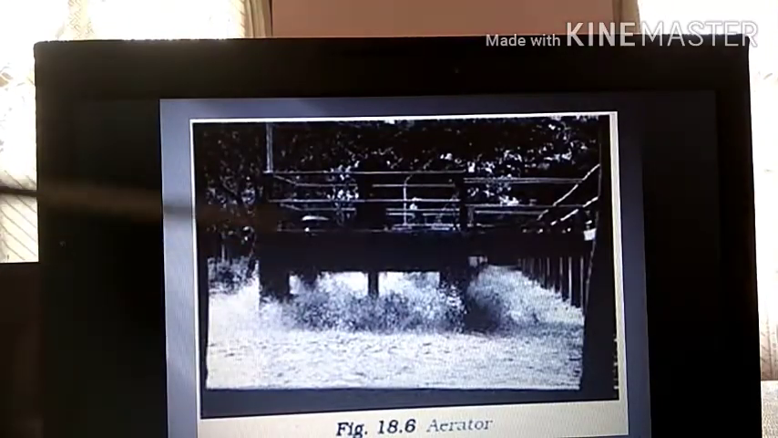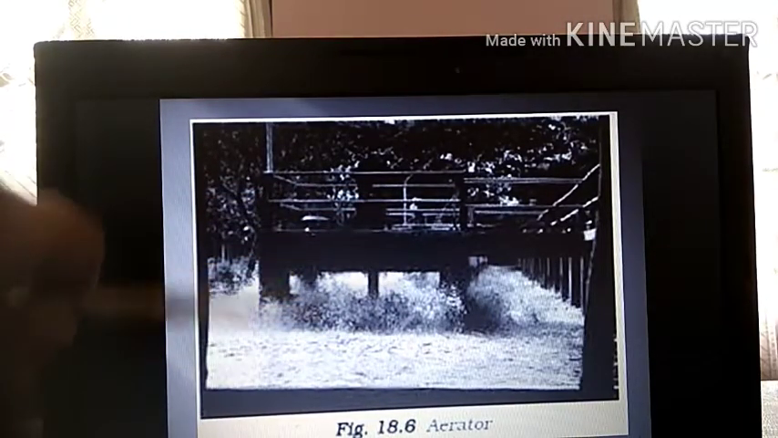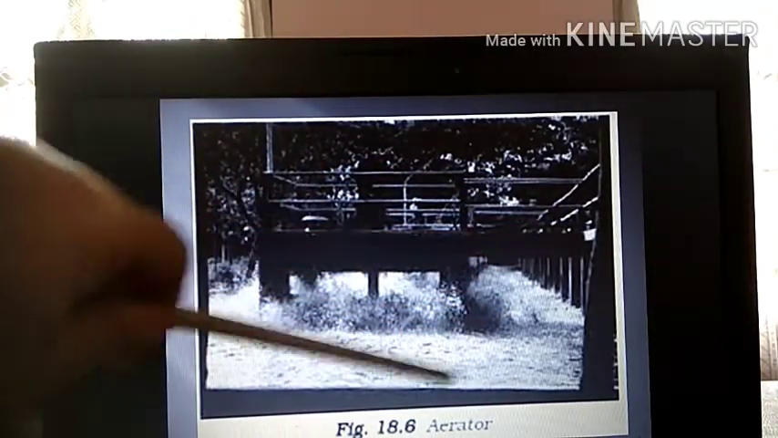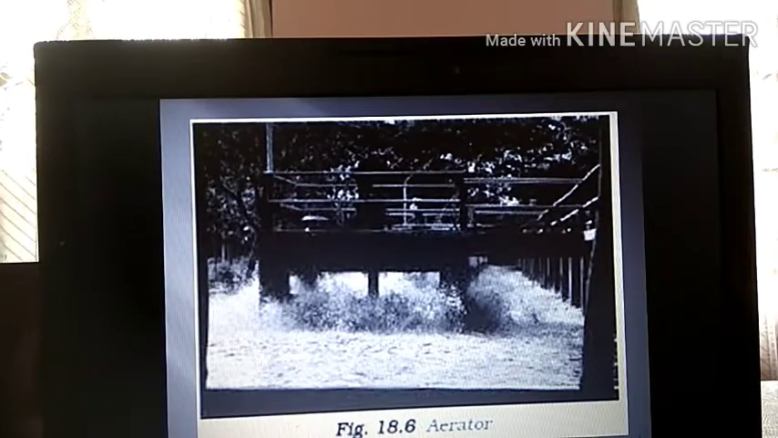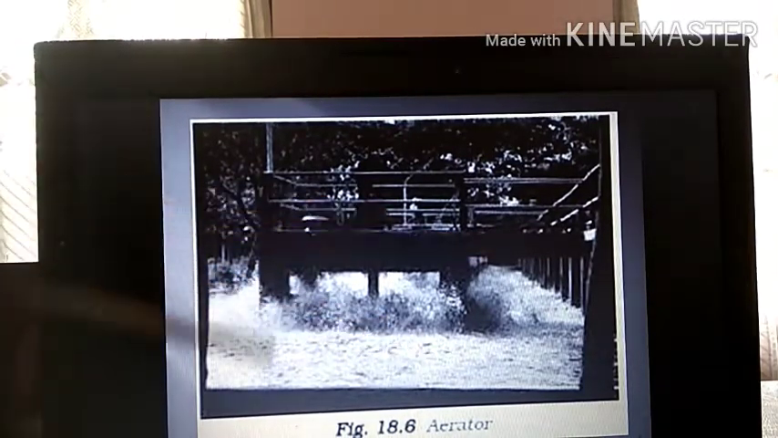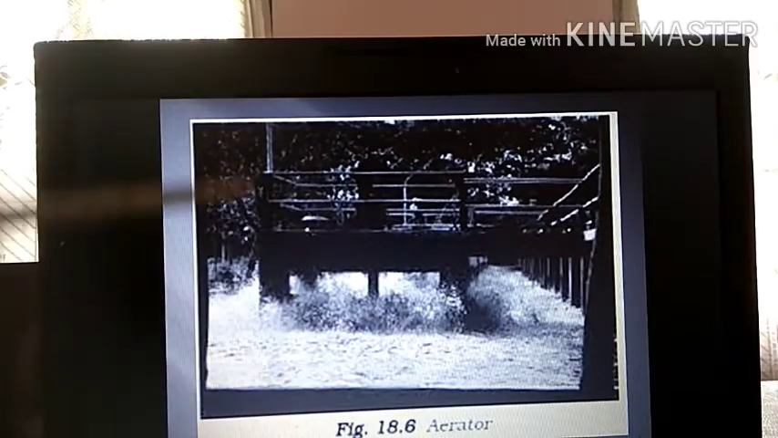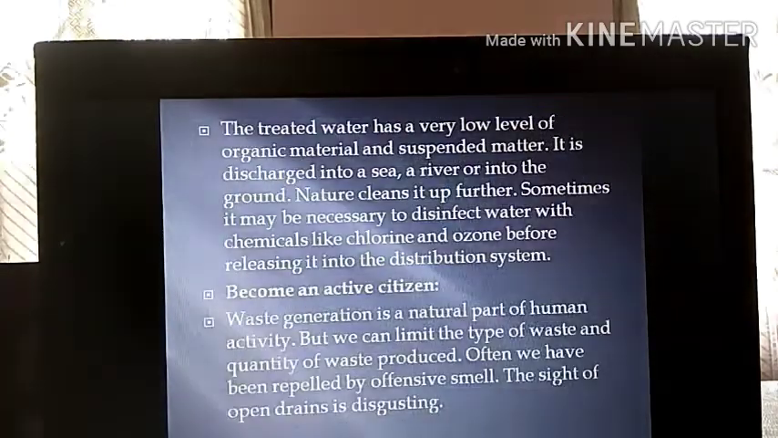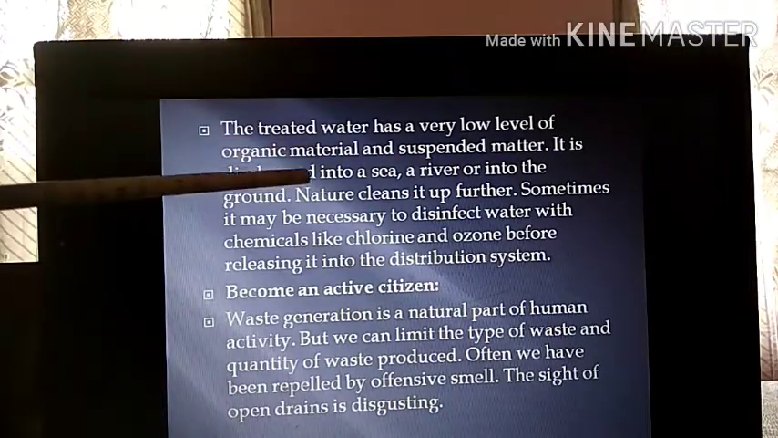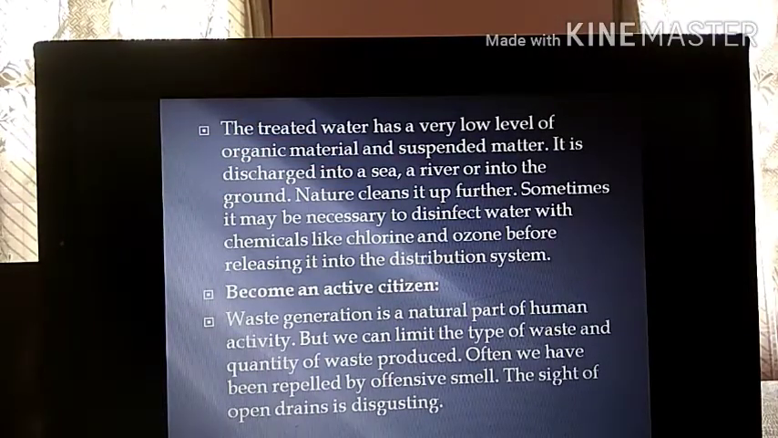Now this is the aerator. Aerator means you can see how air is pumped. This is the water and you can see how the air is pumped in the water. So this is called the aerator. Once the air is pumped, it will allow the aerobic bacteria to grow, and this will further purify the water. Then the treated water has a very low level of organic material and suspended matter.